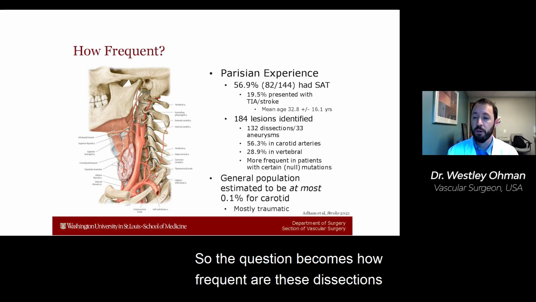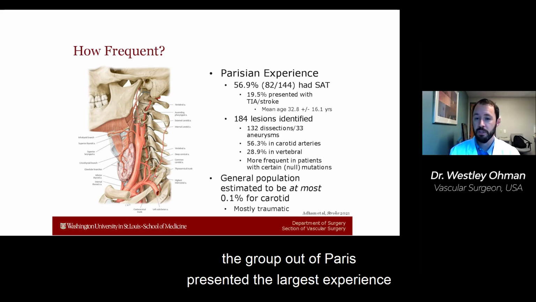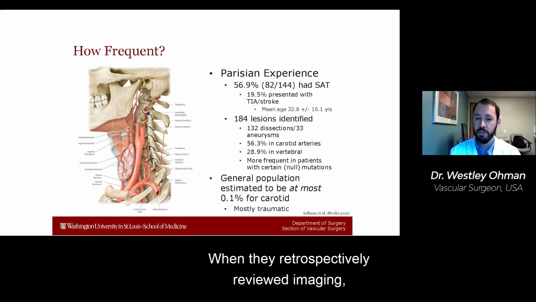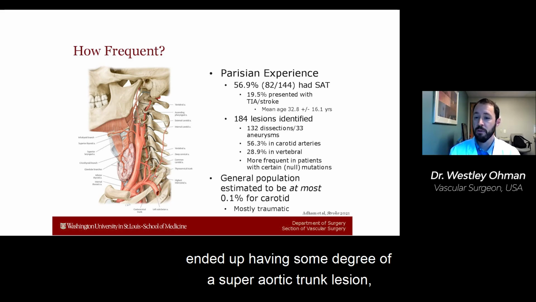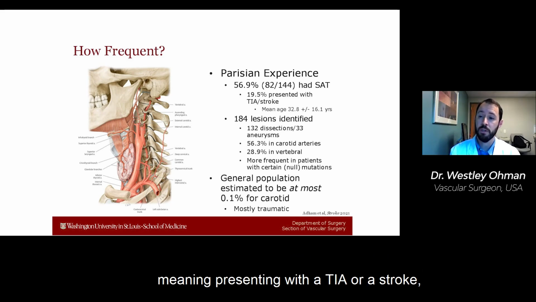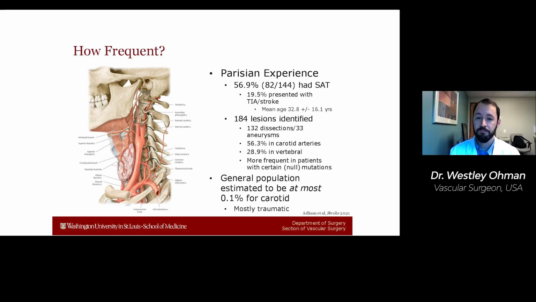So the question becomes, how frequent are these dissections in patients with vascular Ehlers-Danlos? Just earlier this month, the group out of Paris presented the largest experience of what they called supraaortic trunk, or SAT, lesions. When they retrospectively reviewed imaging, they found that over half of patients ended up having some degree of a supraaortic trunk lesion, but only about 20% of them were symptomatic from an ischemic standpoint, meaning presenting with a TIA or a stroke. And that happened at a mean age of about 33.